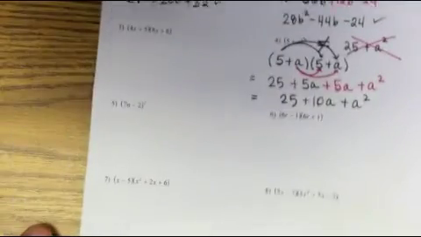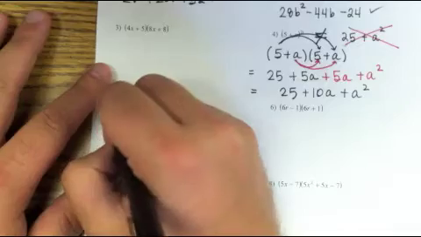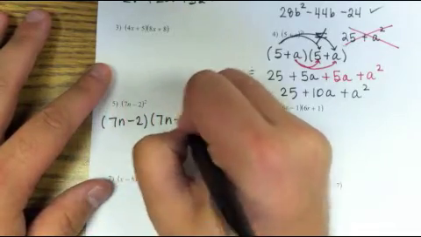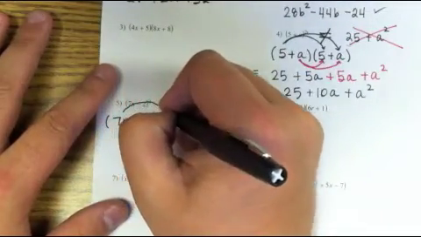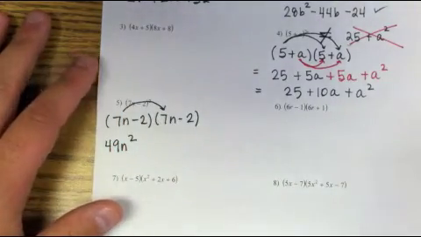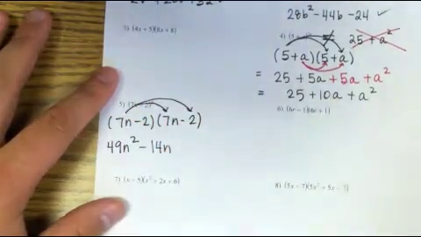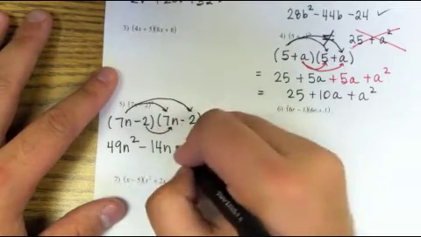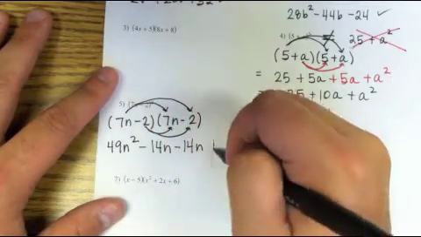All right, let's go to number 5. Again, (7n - 2), but it's to the second power. Okay, so the first thing you should do is expand it out. Write it out twice. So (7n - 2) and (7n - 2). All right, and now we start multiplying. 7n times 7n is 49n squared, despite popular opinion. Okay? 7n times negative 2 is negative 14n. A negative 2 times the 7n is another negative 14n. And negative 2 times a negative 2 is a positive 4.